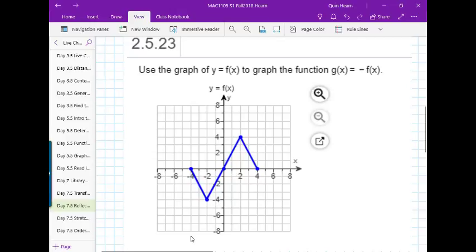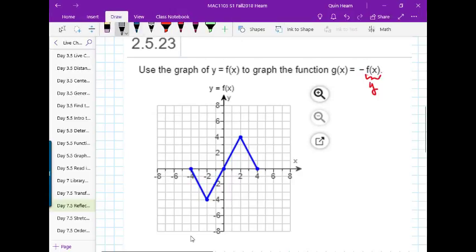So here it says use the graph of y equals f of x to graph the function g of x equals negative f of x. Now remember, f of x was just your y value. So what we're saying is g of x is going to be the opposite of every y value. So let's look at each one of these coordinates here and see what happens when we negate the y value. You don't have to look at every single coordinate. You can't, because there's an infinite number of them, but what you can do is look at key points, right?